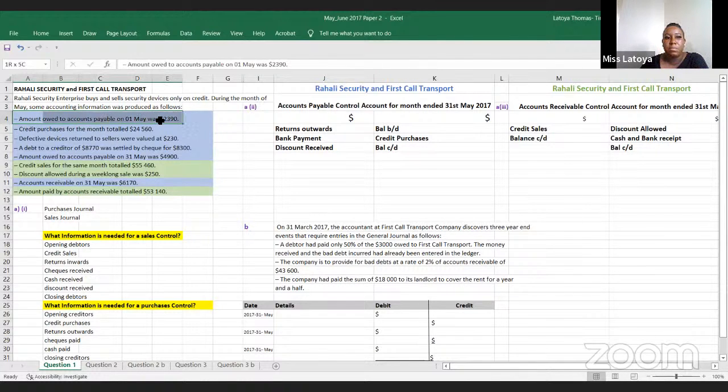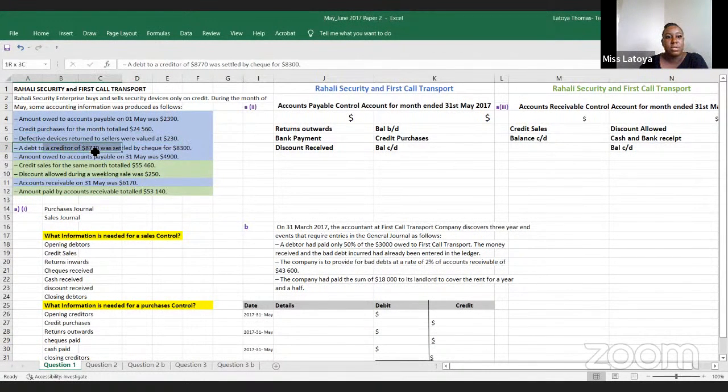Now, the amount owed to accounts payable on the 1st of May was $2,390. So the question is, what journal would we record this information in? This information would be recorded in the purchases journal. Credit purchases for the month total again would be recorded in the purchases journal. Defective devices returned to the supplier, this transaction would actually be recorded in the return outwards journal.